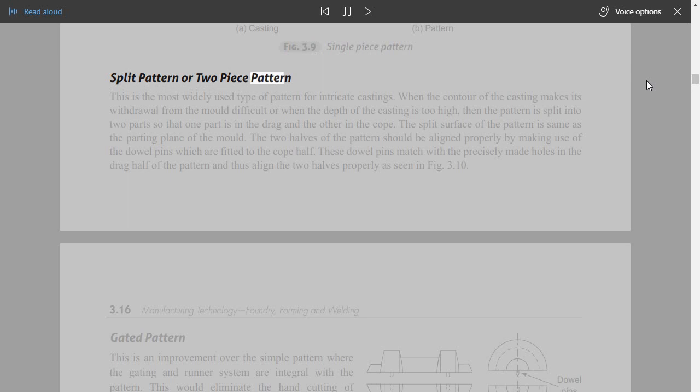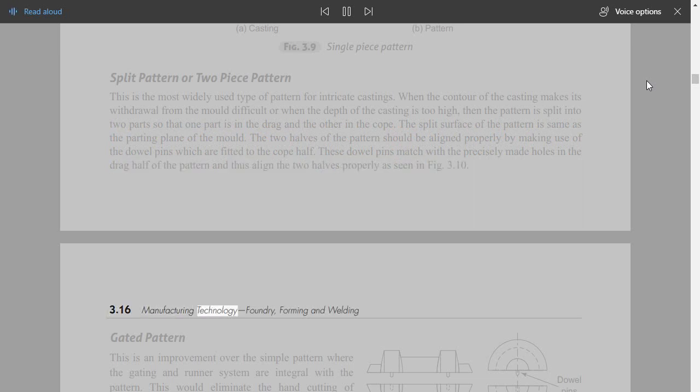Split pattern or two-piece pattern. This is the most widely used type of pattern for intricate castings. When the contour of the casting makes its withdrawal from the mold difficult, or when the depth of the casting is too high, then the pattern is split into two parts so that one part is in the drag and the other in the cope. The split surface of the pattern is same as the parting plane of the mold. The two halves of the pattern should be aligned properly by making use of the dowel pins, which are fitted to the cope half. These dowel pins match with the precisely made holes in the drag half of the pattern, and thus align the two halves properly as seen in Fig. 3.10.